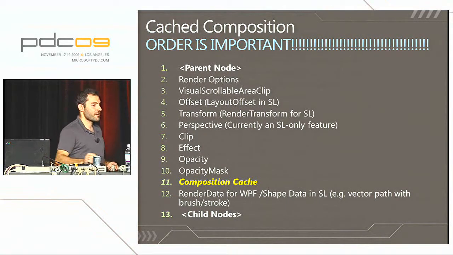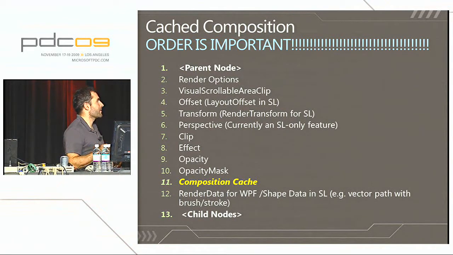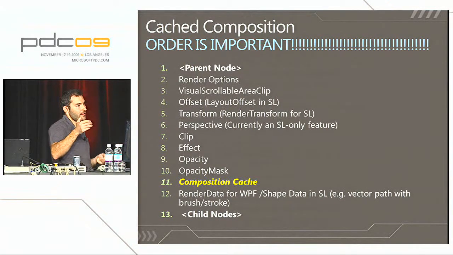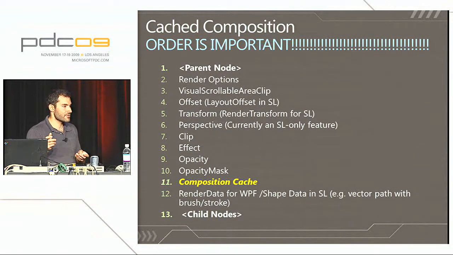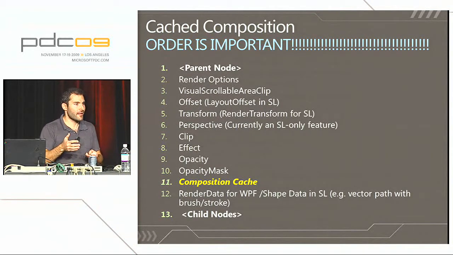Now, the reason we didn't put the composition cache right at the top of this list is something like opacity. If you put the cache above opacity, then if I took an element and cached it and then changed the opacity on it, the change in opacity would be detected as a structural change in the cache, and the cache would have to regenerate itself every time you faded your element in or out. By putting the cache below opacity, I can cache an element and then change opacity on that element, and it's changing the opacity on the cached bitmap, so it doesn't have to regenerate the bitmap.